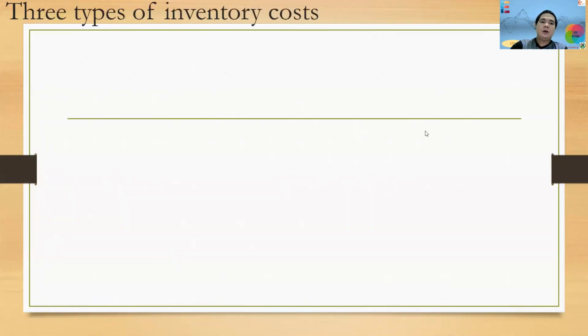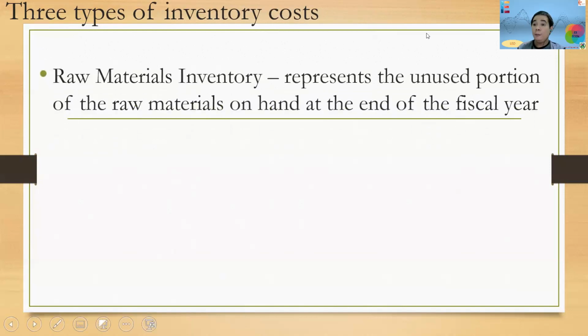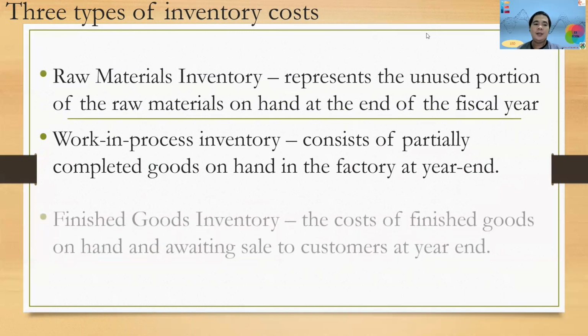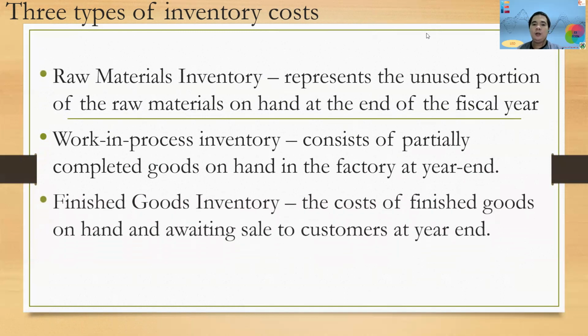So the three types of inventory costs are: number 1, raw materials inventory. This represents an unused portion of the raw materials on hand at the end of the fiscal year. 2, work in process. This consists of partially completed goods on hand in the factory at year end. And finished goods inventory: cost of finished goods on hand and awaiting sale to customers at year end.